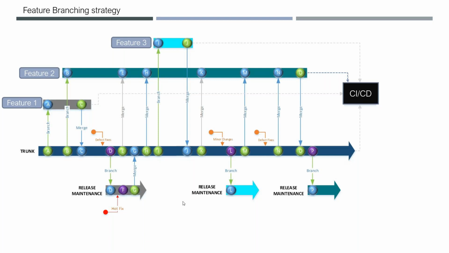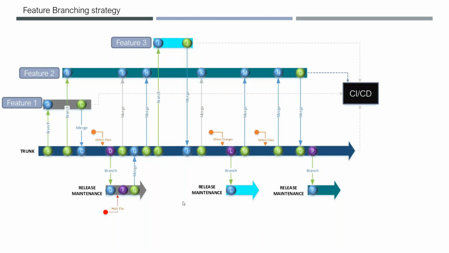Okay. One doubt. What is the difference between feature branching and release branching?